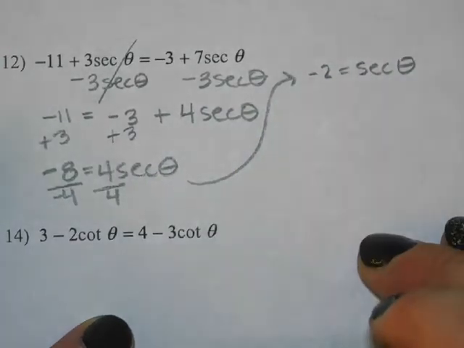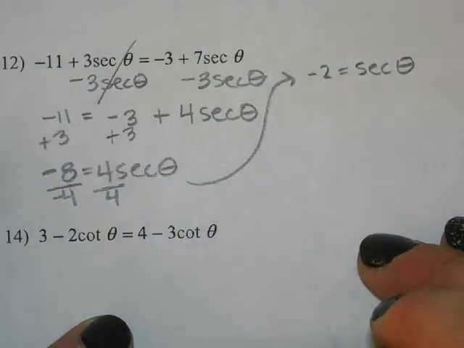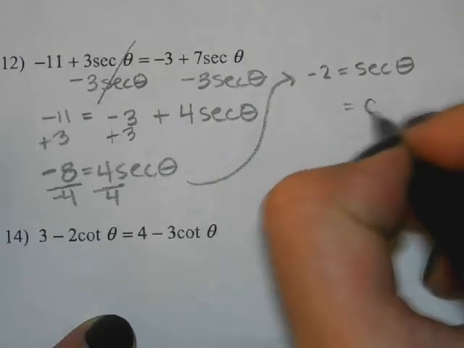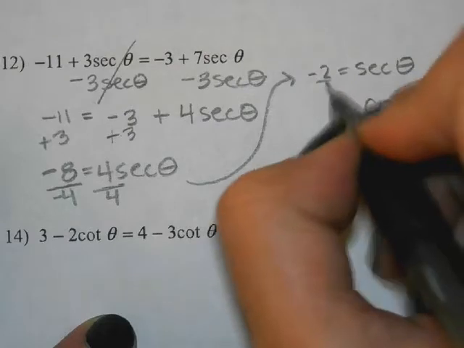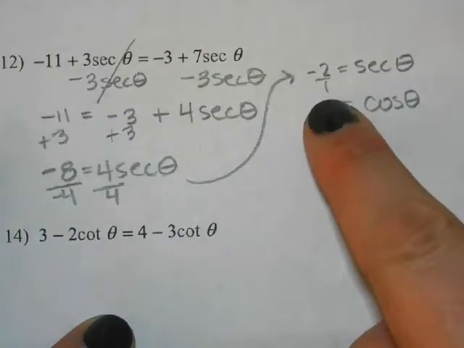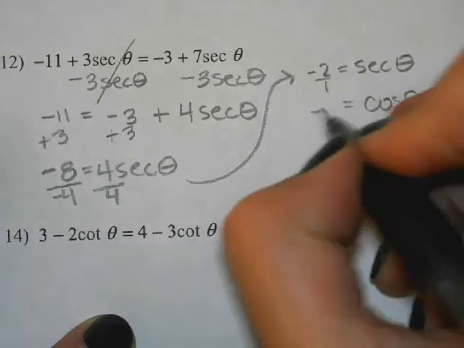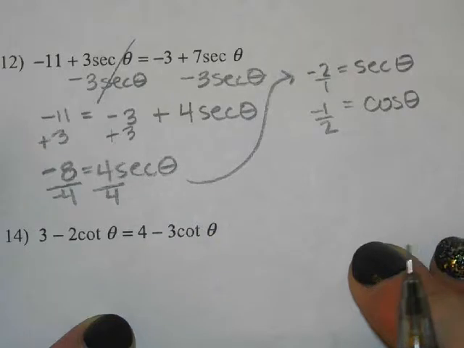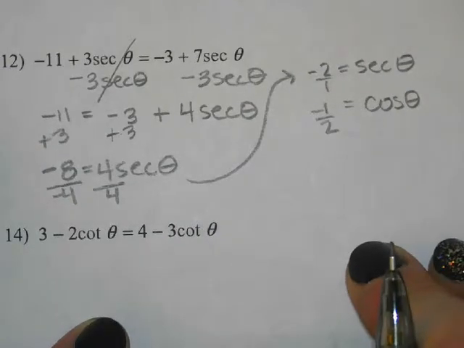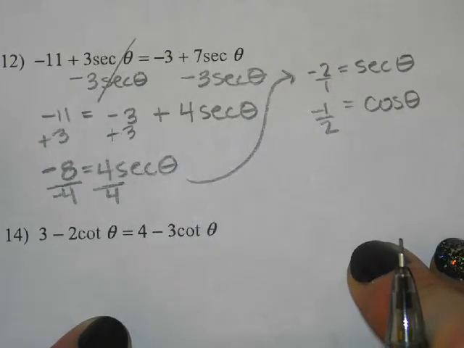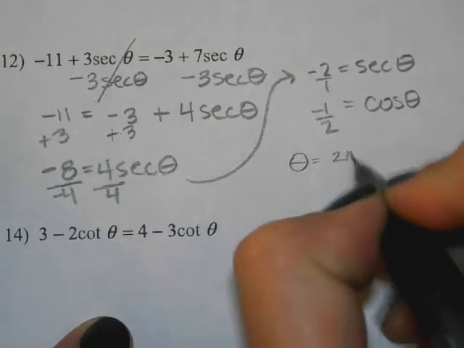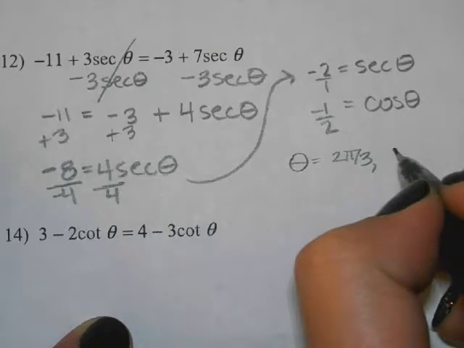And I don't know about you, but I don't really like secant. I like cosine. So turn it into cos. If it's negative 2 over 1 is the fraction for secant, then what would the fraction for cos be? Negative 1 over 2. Are we done? No. We've got to find the theta. So what angle has an x coordinate of negative 1/2? 2 pi over 3. Yes.